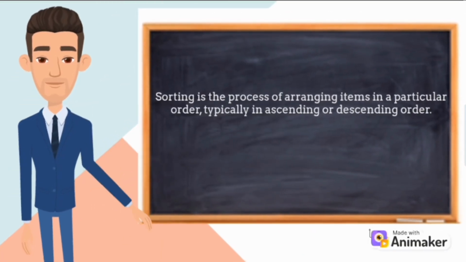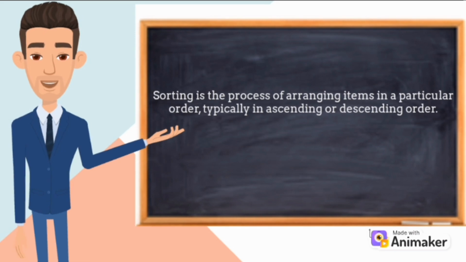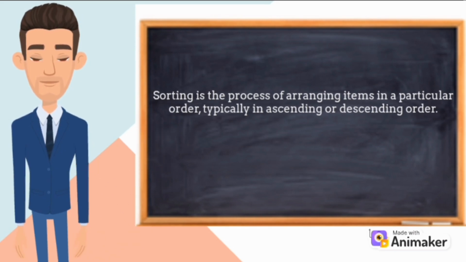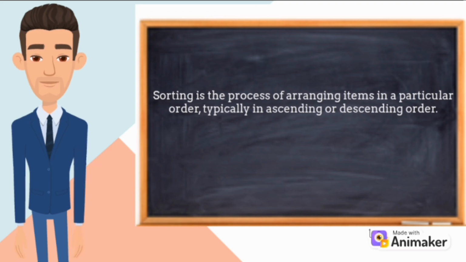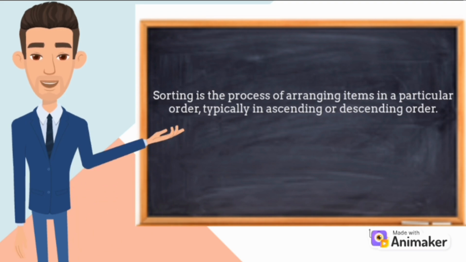Sorting is the process of arranging items in a particular order, typically in ascending or descending order. The items can be numbers, strings, or any other data types that can be compared with each other. Sorting algorithms are methods used to reorder elements of a list or array according to specific rules.